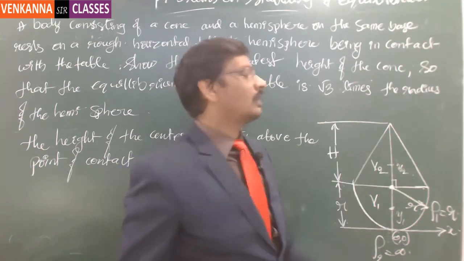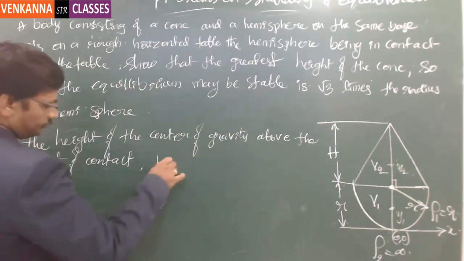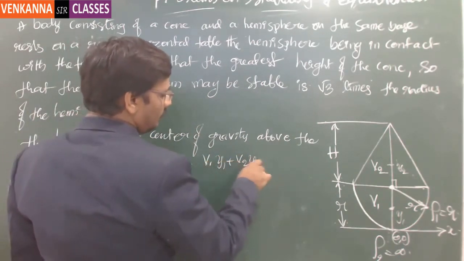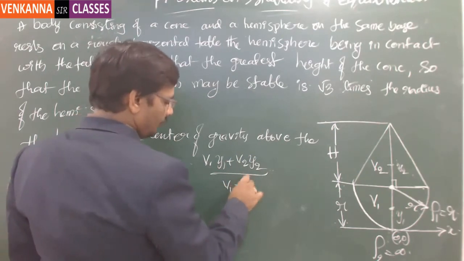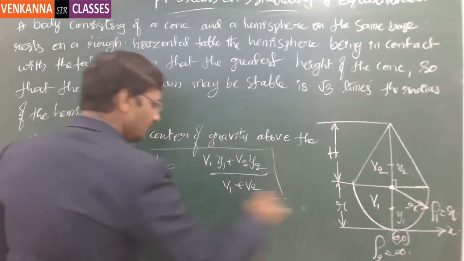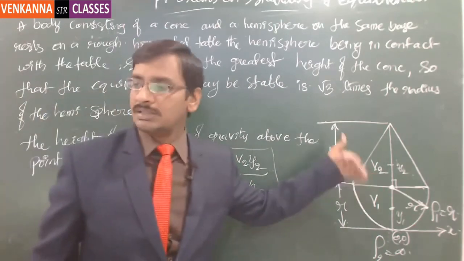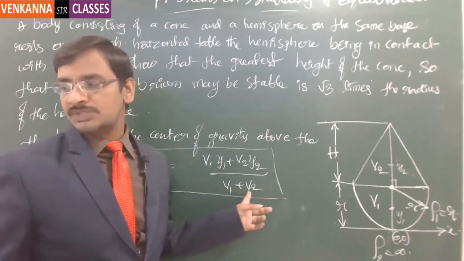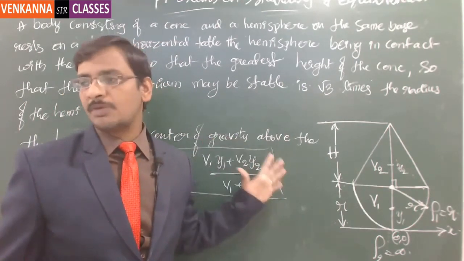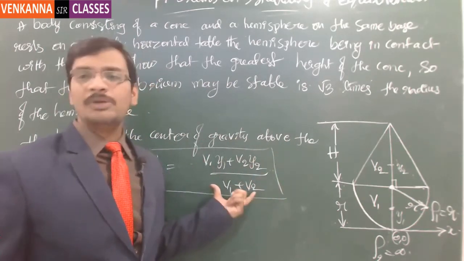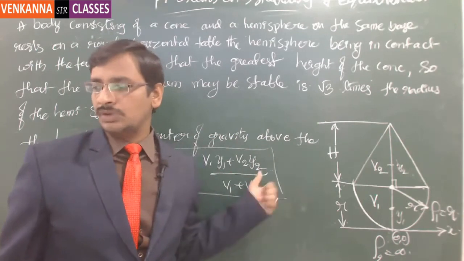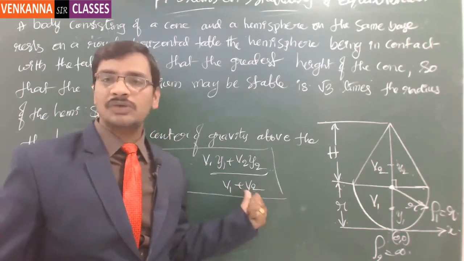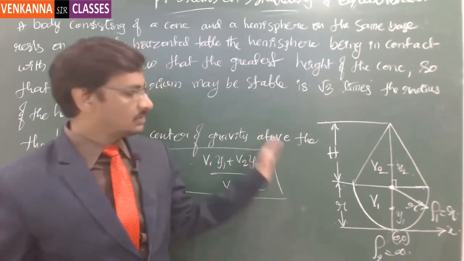So if you want to find the height, h is equal to V1 Y1 plus V2 Y2 divided by V1 plus V2. This is how we find the center of gravity when multiple bodies are involved: V1 Y1 plus V2 Y2 by V1 plus V2. This is a common formula, whatever the number of parts present. If there are V3 or V4 also, you add V3 Y3 and V4 Y4, and in the denominator V1 plus V2 plus V3 plus V4 comes. So this is how you will find it.